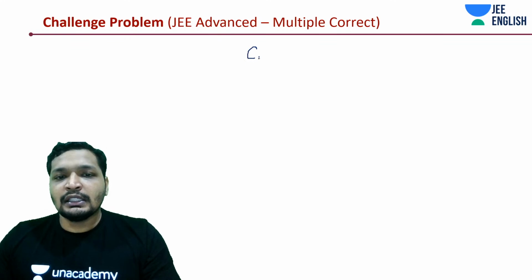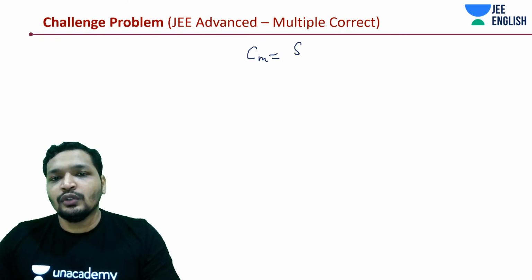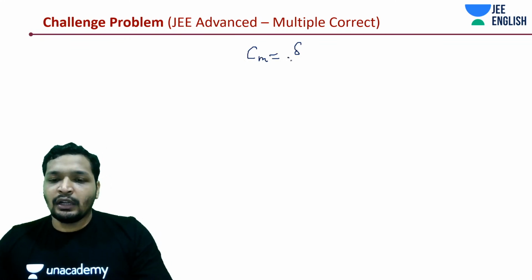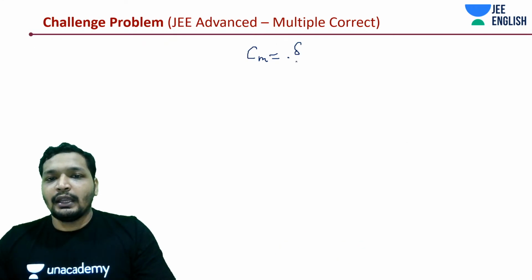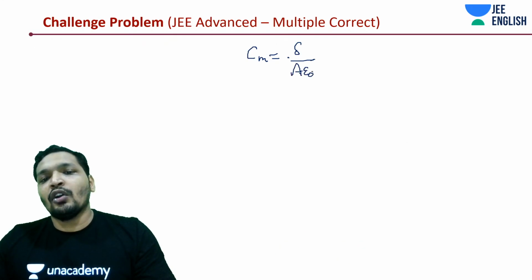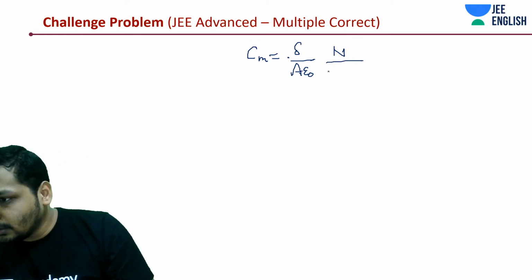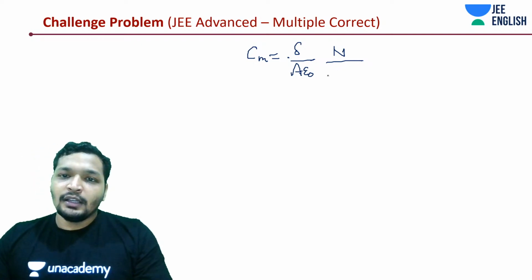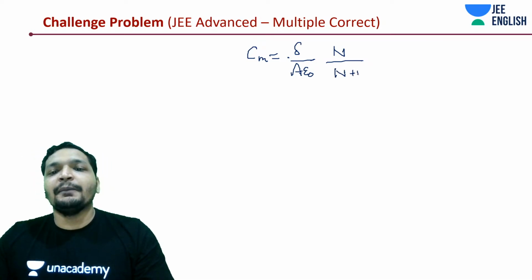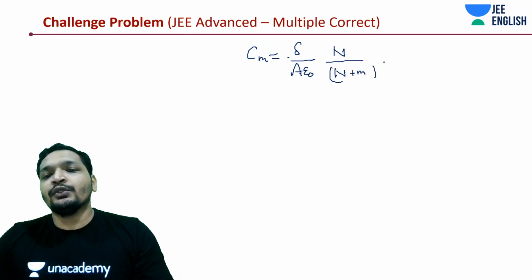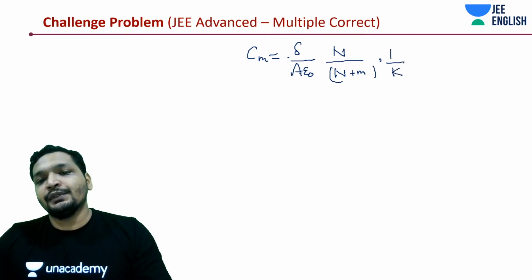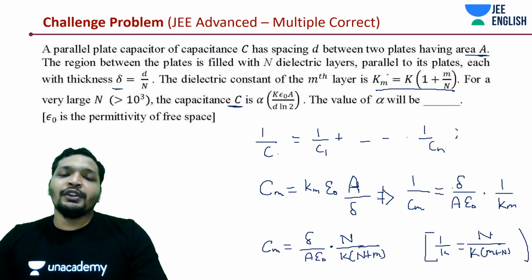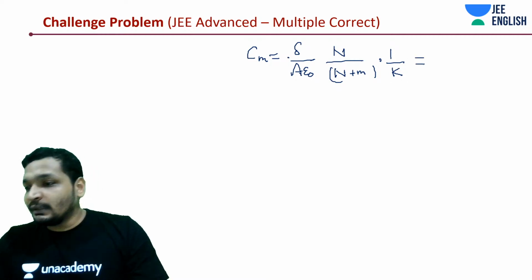Okay, Cm is equal to delta, I'm writing it down again anyway, by A epsilon naught n divided by n plus m into some 1 by K. Okay, 1 by K is going to be constant. Delta, it's d by n.